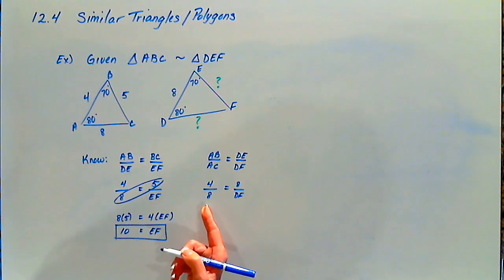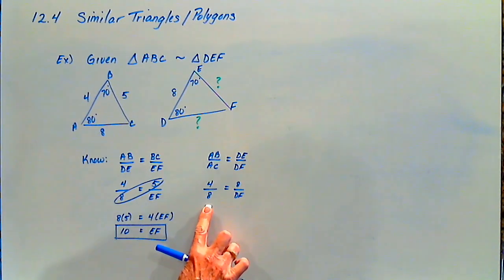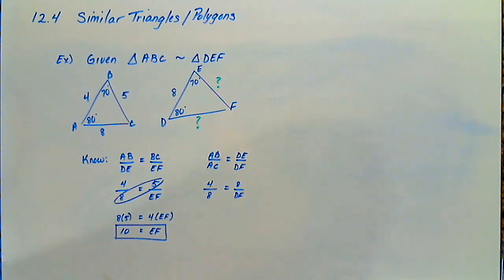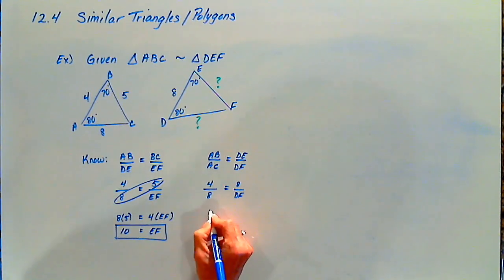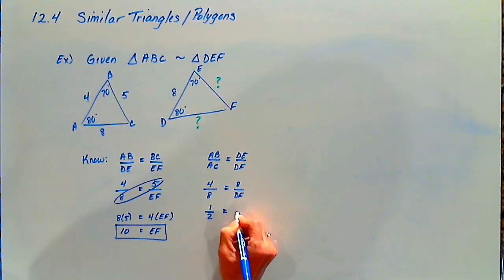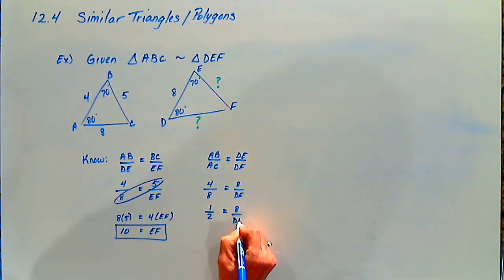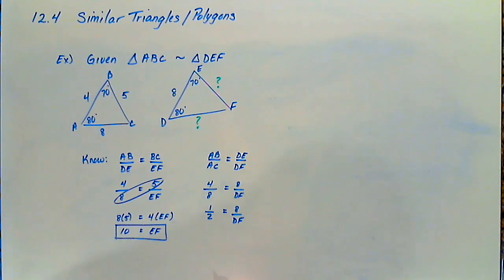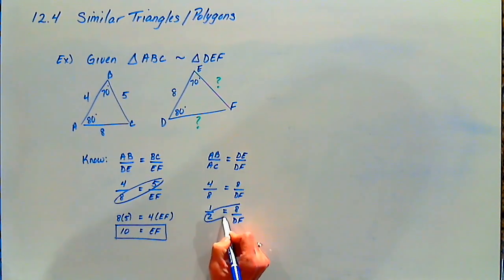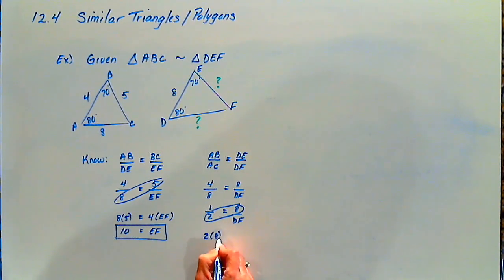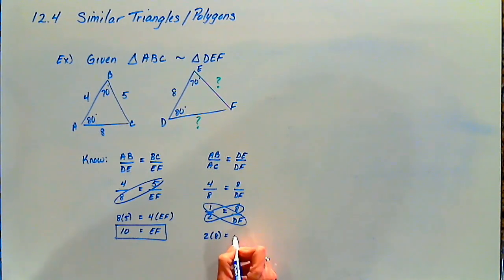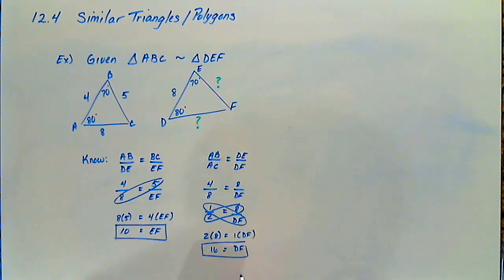Whenever you notice, you can reduce a fraction to make the numbers easier to work with. So in this case, I'm going to go ahead and reduce this to 1/2 is the same as 8 out of something. Some of you may just recognize DF is automatically going to be 16. But when in doubt, work it out. So I get 2 times 8 is the same as 1 times side DF. So DF equals 16. Okay.